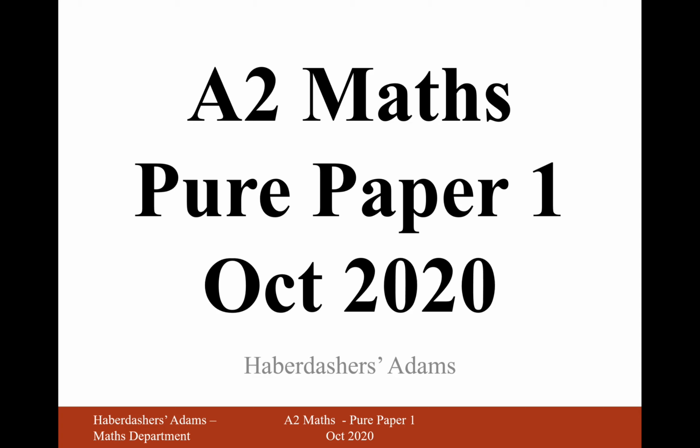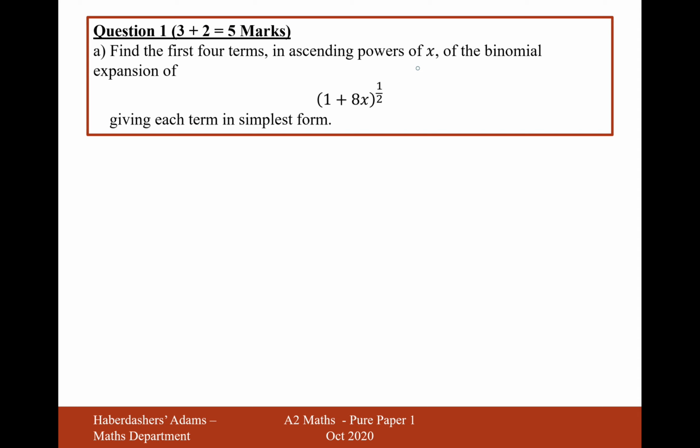Hello there, welcome to the October 2020 A2 Maths Pure Paper 1. Here we're looking at question 1. Find the first four terms in ascending powers of x of the binomial expansion of (1 + 8x) to the power of a half, giving each term in its simplest form.